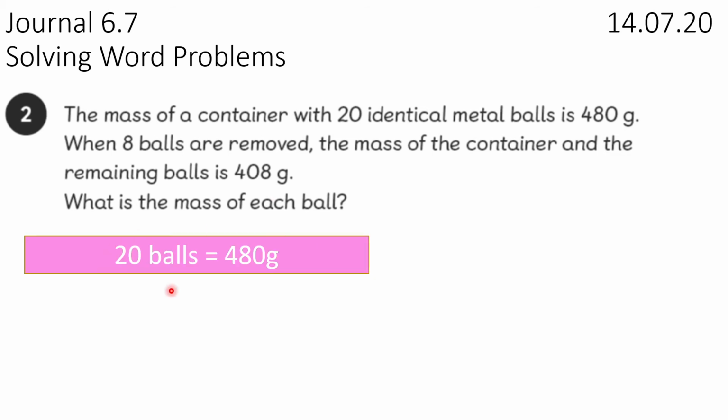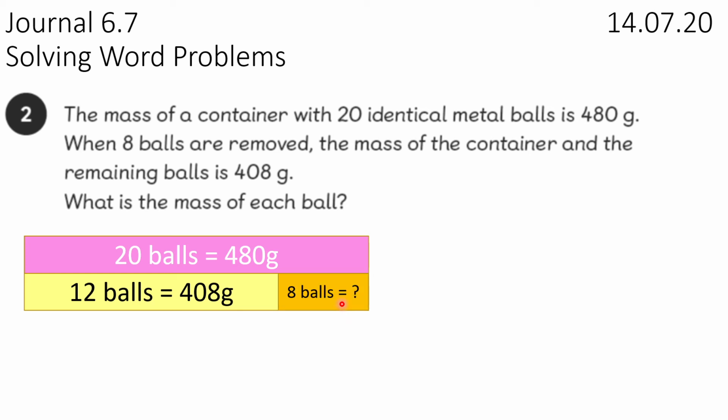So we started with 20 balls and that was 480 grams. Now some people might think, can we not just divide 480 by 20? But remember, that's the mass of the balls and the container together. So we can't just divide it by 20. What we need to do, because we know that 8 were taken away, the 12 balls plus the container now weigh 408. So we can use this to find out how much the 8 balls weigh, because that is the difference. So how are we going to find the difference?